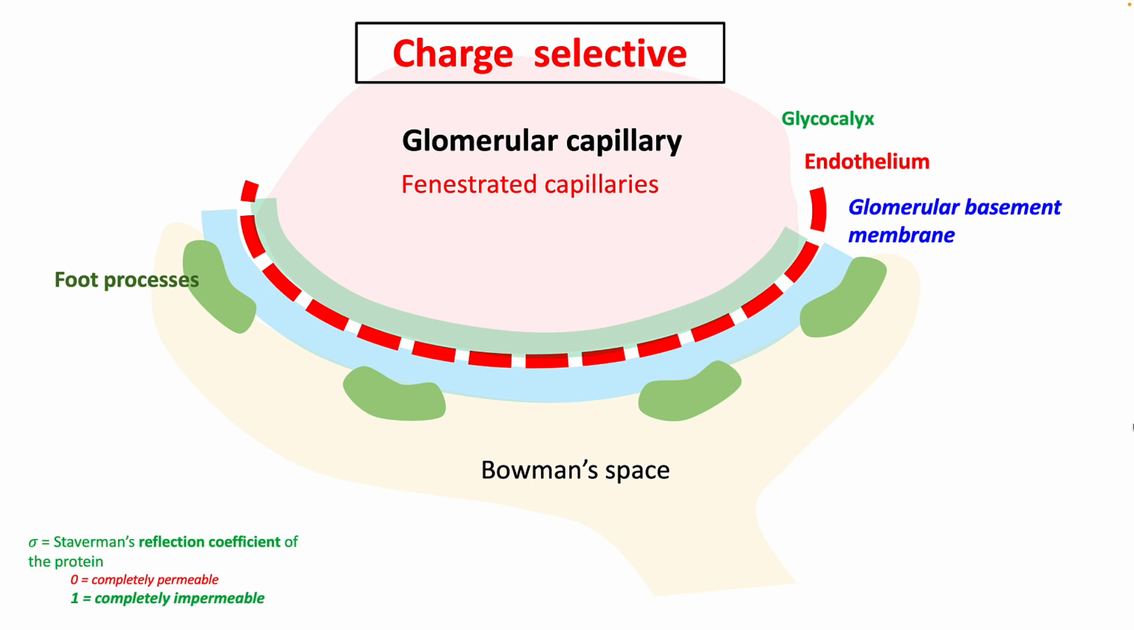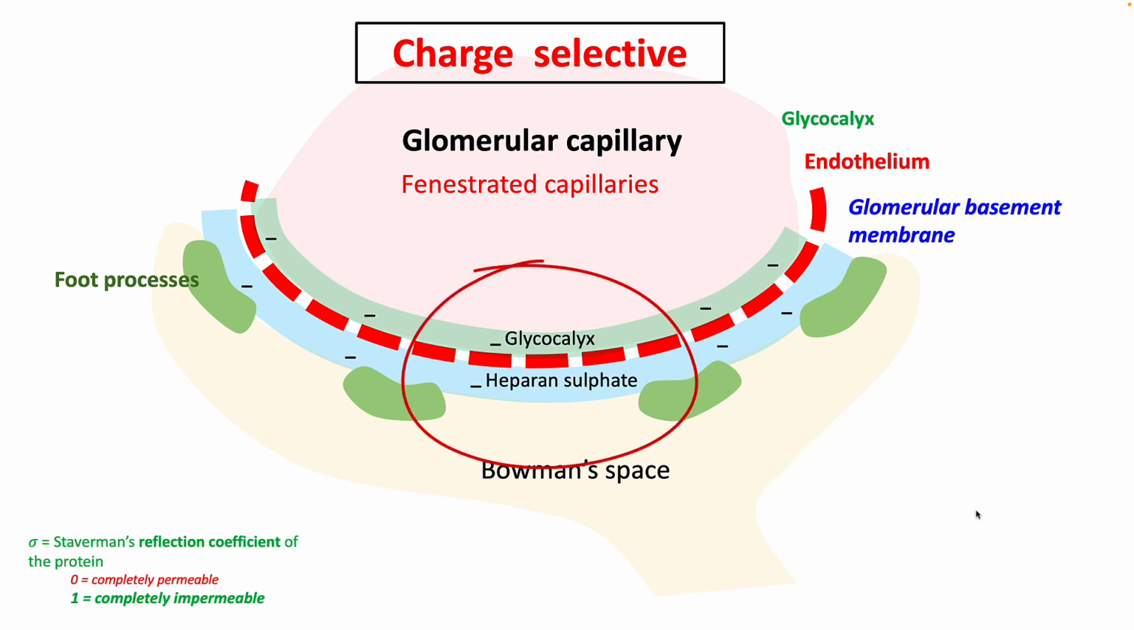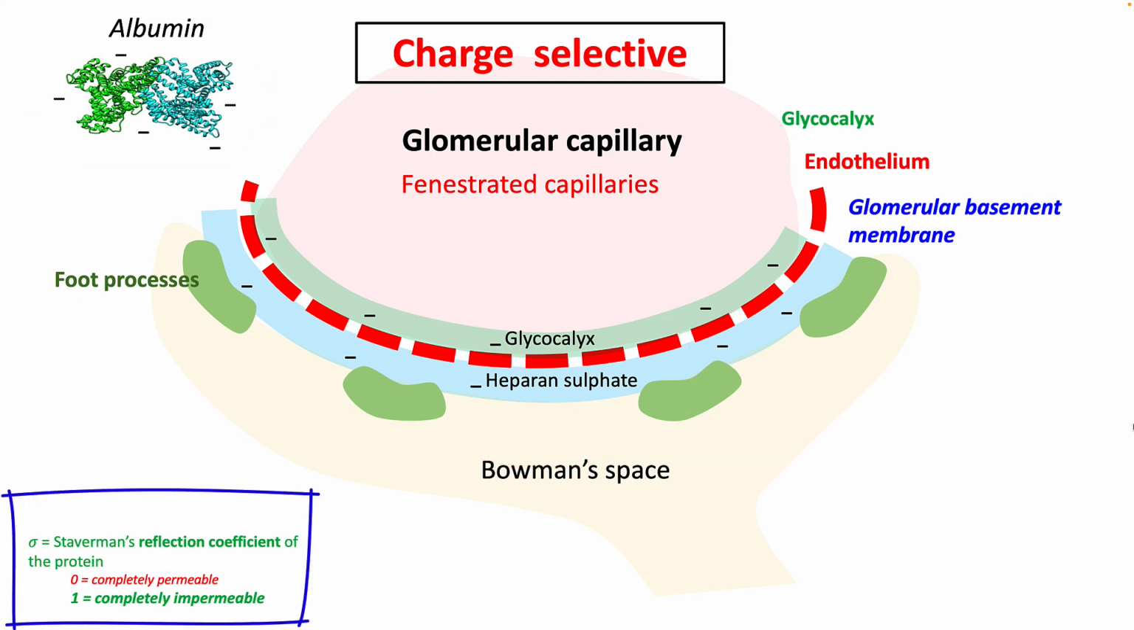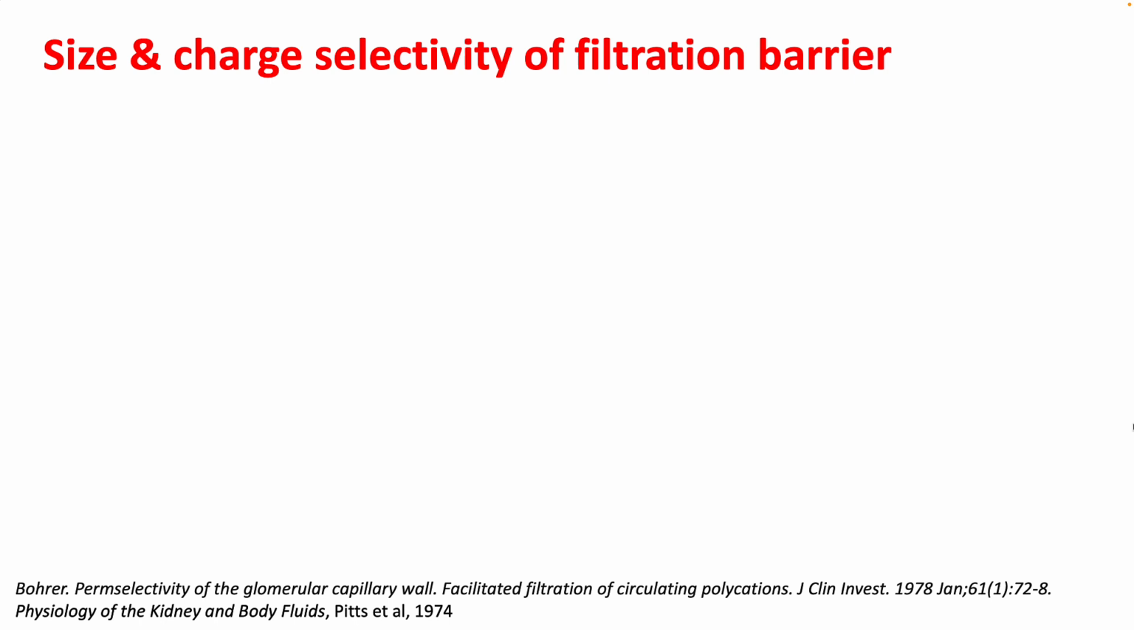Second thing is the charge selectivity. Both the glomerular basement membrane and the glycocalyx are negatively charged. Since albumin is negatively charged as well, it is unable to pass through these two membranes. So Starling's reflection coefficient for albumin is 1, as this molecule is both large and negatively charged. So size and charge selectivity are important in your glomeruli.